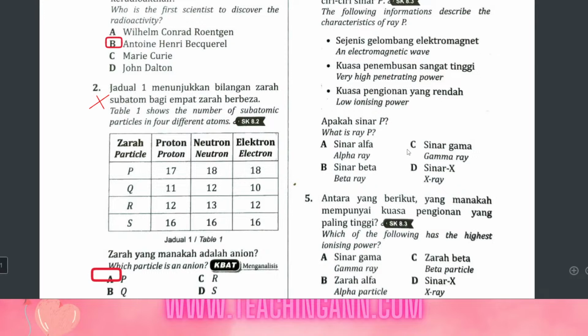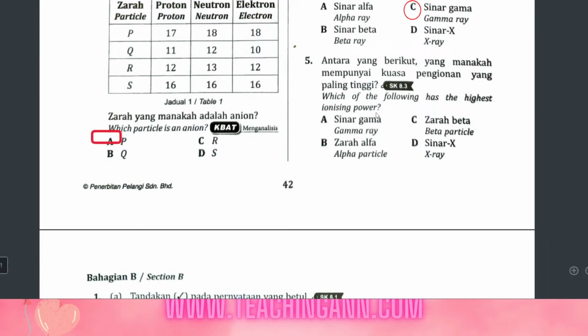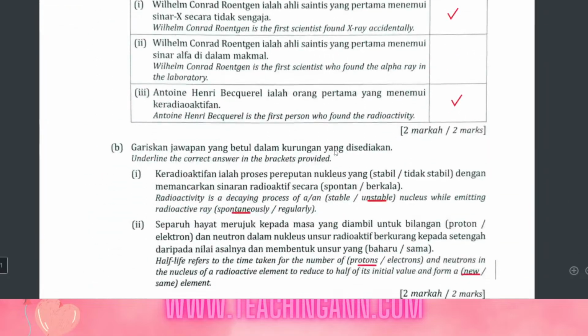This one is gamma ray, yeah? Okay. So because high penetrating power but ionizing power is low. Number five, Sejie. You're right, alpha particle, you're right.